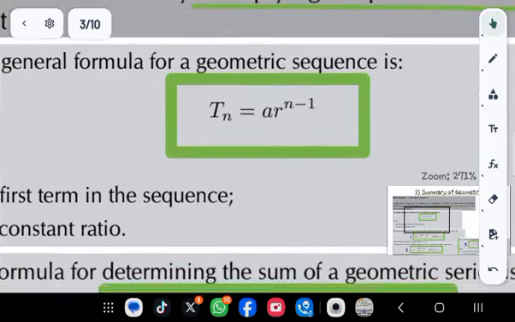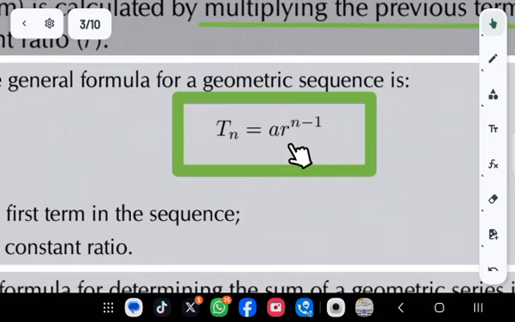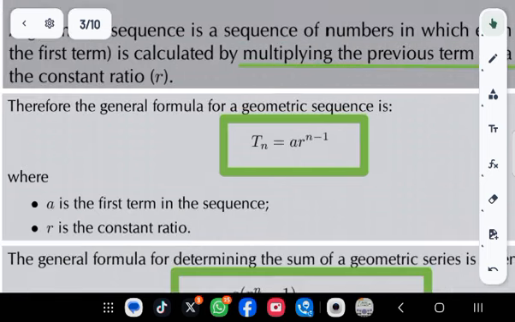Now, the general term of a geometric series is Tn equals a times r to the power of n minus 1, where a is the first term and r is the constant ratio that we talked about, n is the term number, and Tn tells you the nth term.